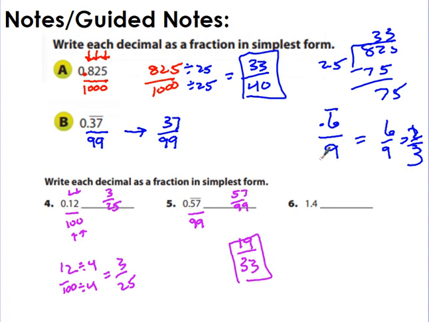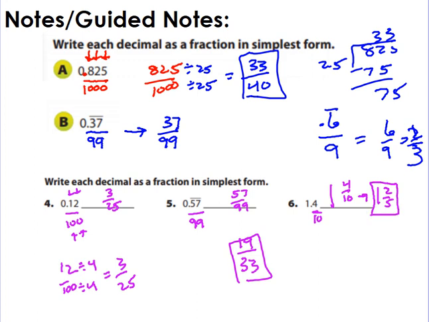1.4, I know my fraction is going to be 1 and something, and I know that 4 is going to be tenths because there's only one value after the decimal, so therefore that's 10. So it's going to be 4 tenths. That's 1 4/10, which is also 1 2/5.